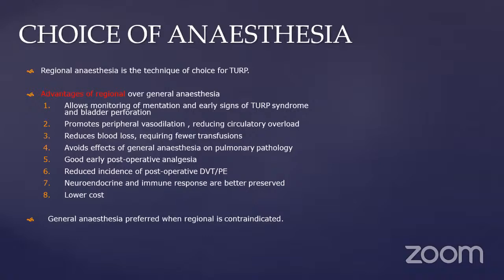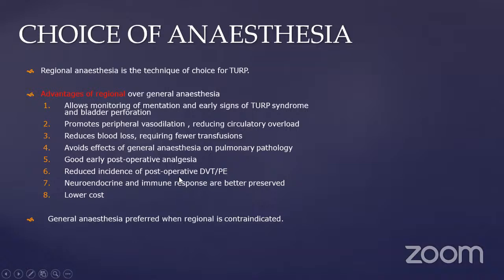Neuraxial anesthesia is the technique of choice for TURP. The advantage of neuraxial anesthesia over general anesthesia is that it allows monitoring of mental status and early signs of TURP syndrome and bladder perforation, and promotes peripheral vasodilatation, reducing circulatory overload. It reduces blood loss, requiring fewer transfusions, avoids the effect of general anesthesia in patients with pulmonary pathology, and gives good early postoperative analgesia.